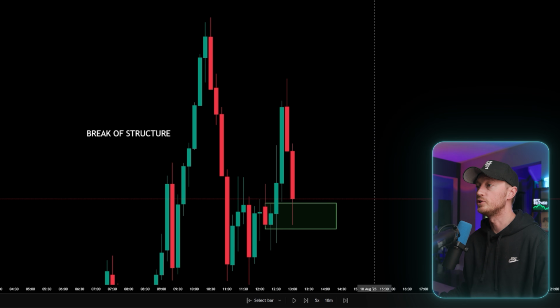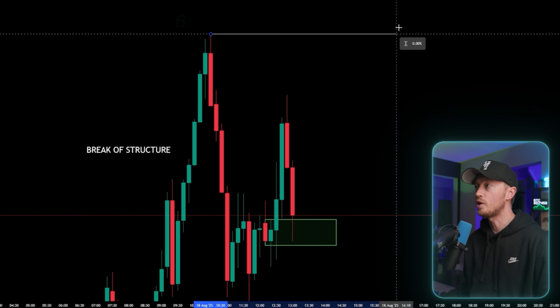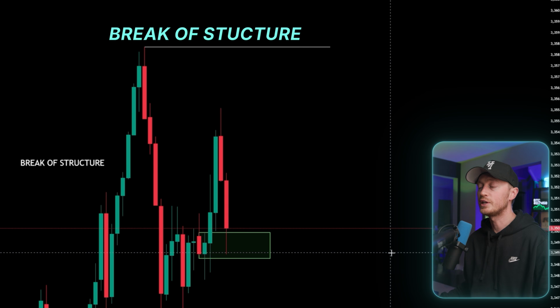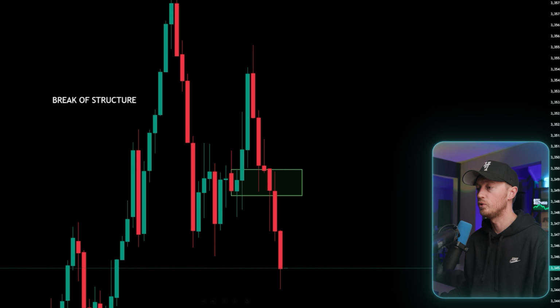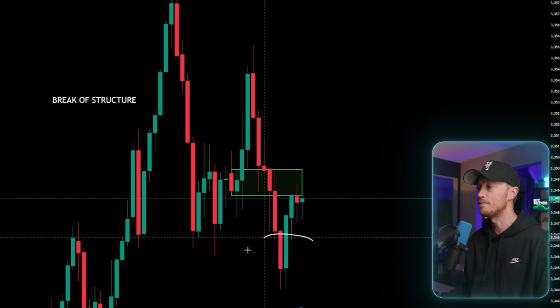And you could see this example right here. You could see what happens. We do not get a break of structure of this high. So what do you think is going to happen? Price is not going to hold. It's a bad demand zone. Smashes your stop loss. Make sure you get that break of structure.